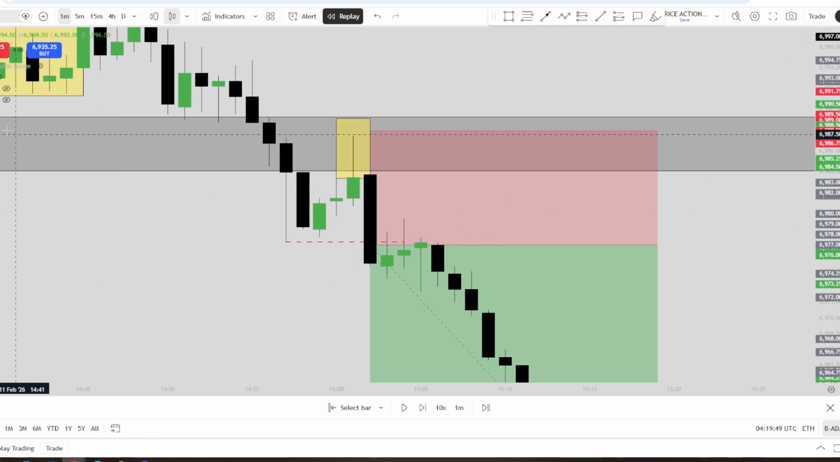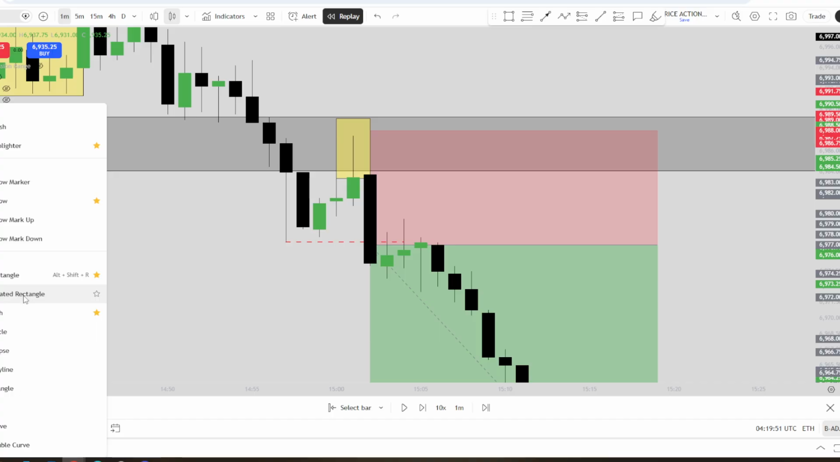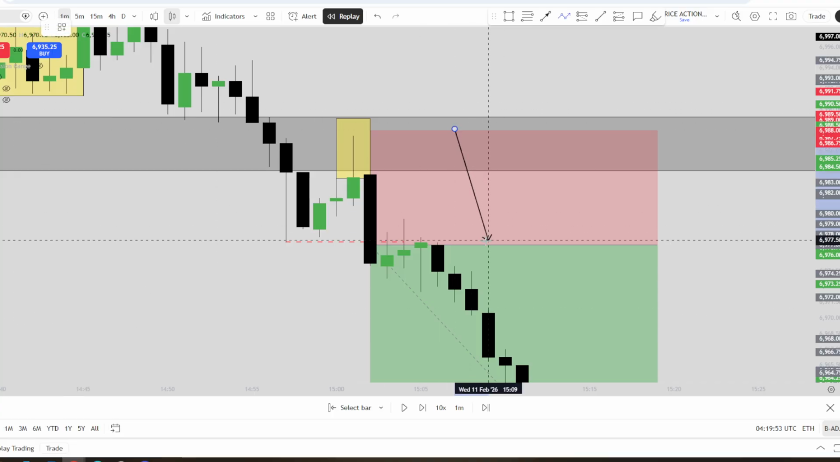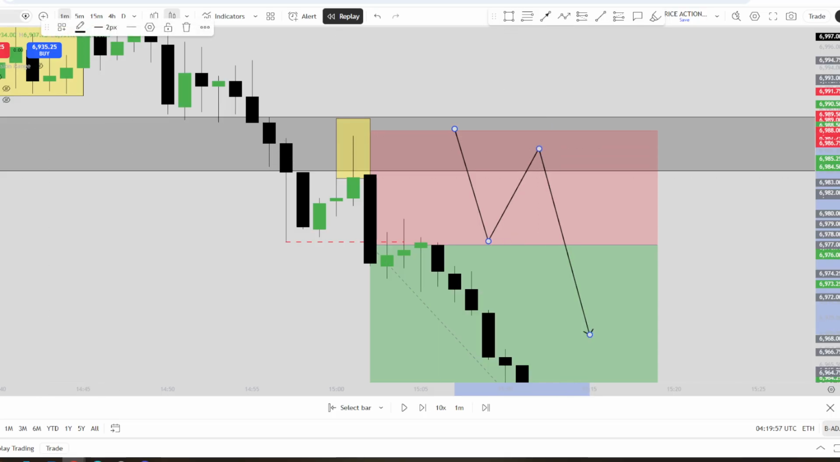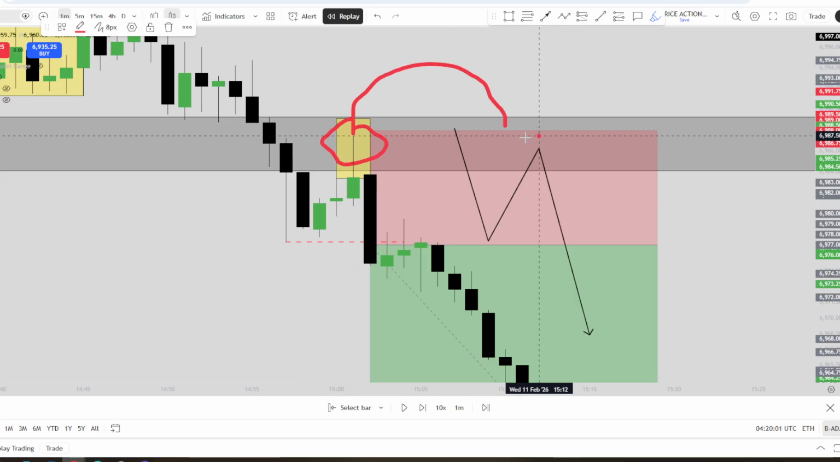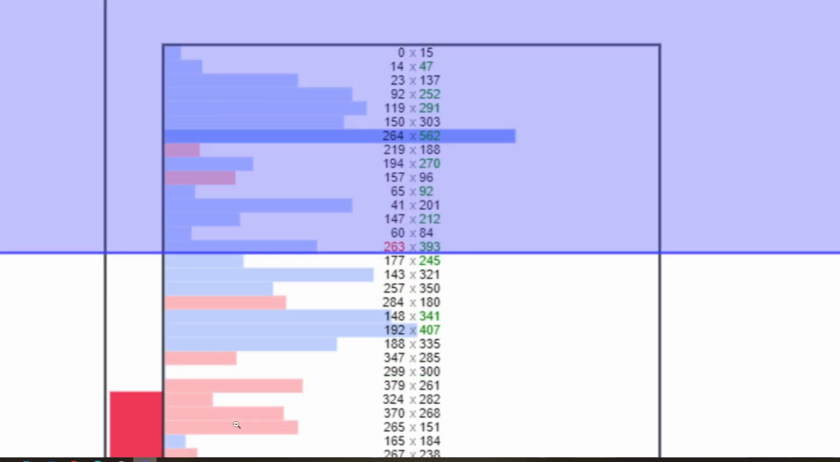But what we want to focus on is the break and retest model, right? So the break and retest model is break, retest, and then go short like this, right? So we want to know what's going on here, and then we want to know what's going on here. In order for us to understand that, we will have to go to footprint charts.